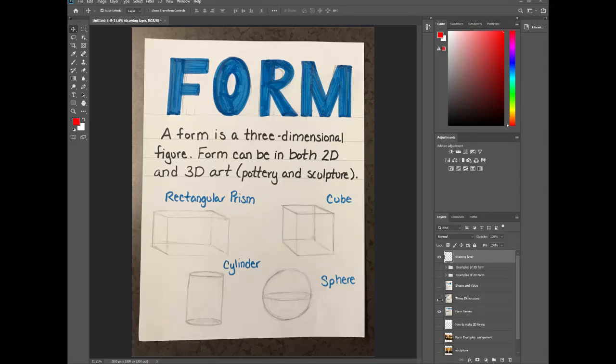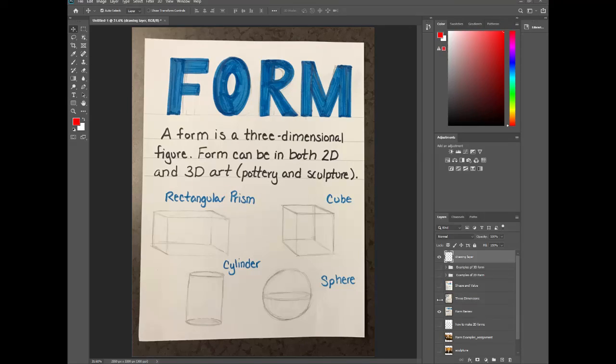Now, with form, it can be geometric, realistic, or even free form. Okay? So when I say free form, I mean similar to what shape was with organic. So it doesn't have a formula or a certain way to make it. It's very flowy, like leaves, vines, or a river. Very nice flow to it. But the most common forms we see are geometric or realistic.